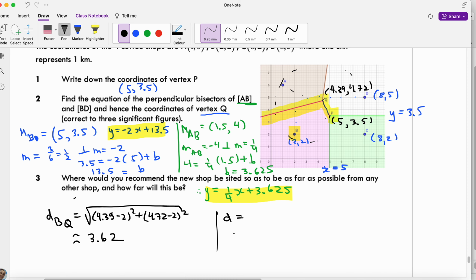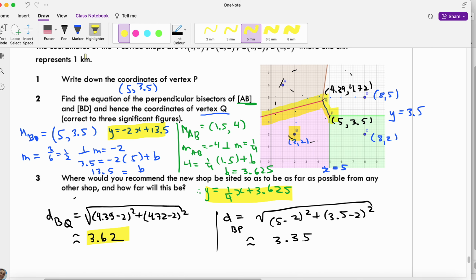And so now let's check what the distance is from B to P. Okay, and so we're going to have 5 minus 2 squared plus 3.5 minus 2 squared, type it in, and so you end up, ooh, super close, but nonetheless, this is further away. So if you're opening a coffee shop, you are going to want it right here because it is indeed further. All right, on that note, hopefully that made sense.